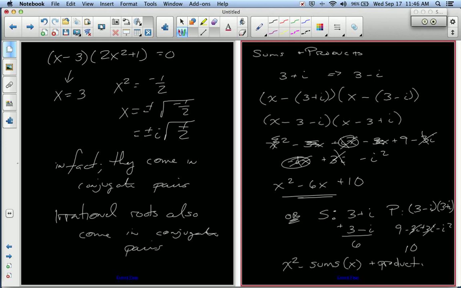Okay, so the bottom line here, things that come in pairs, irrational roots and imaginary roots or complex roots. And the best way to find what equation they came from if you have the roots is to use your sums and products. Again, we'll do some examples of these later.